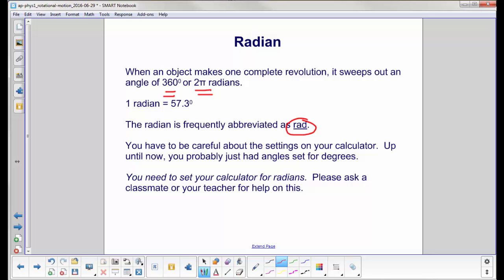You have to be careful about the settings on your calculators. Up till now, you've probably just had your angles set for degrees, or you didn't even know you had that capability on your calculator. You now need to set your calculator for radians for rotational motion problems. Please ask a classmate or your teacher for help on this, or look it up on the web.